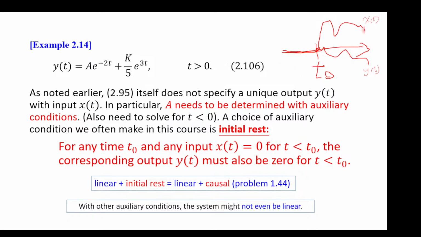So if your x of t starts at whatever time t0, meaning it's 0 for all t less than t0, then your y of t must also be 0 for all t less than t0. Maybe your y of t is 0 all the time, but anyway. For t bigger than t0 it should respond in some way, but for t less than t0 there is no signal, so there is no response. So that's the condition of initial rest.